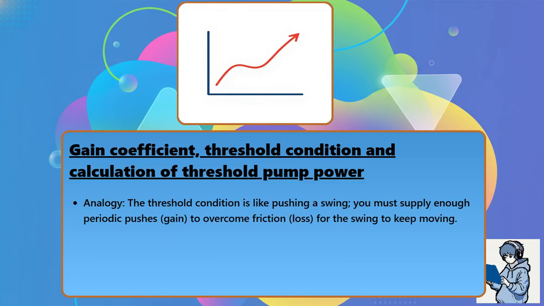Analogy: the threshold condition is like pushing a swing. You must supply enough periodic pushes, gain, to overcome friction, loss, for the swing to keep moving.